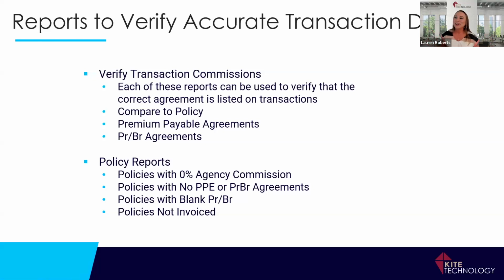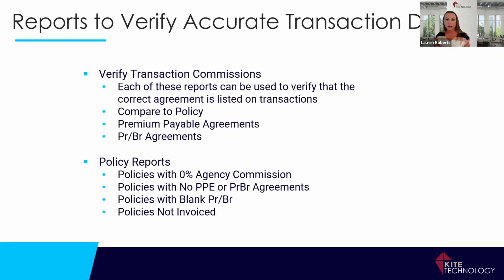Come see us there. So a couple of reports. I'm not going to pull these up in Epic for time's sake, but a couple of reports that you can use that aren't necessarily accounting type reports would be your policy reports to verify that the information is correct on the policy before your transactions actually get entered. Think your agency commission percentage, premium payable, your company agreements, your commission agreements there, or your producer broker agreements. There's also policies missing a producer or broker. You can require producer broker in your configuration if you need to. And then your policies with no transactions.